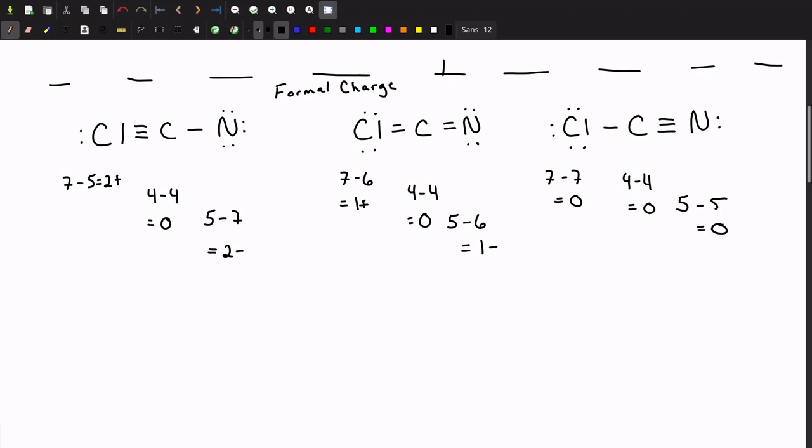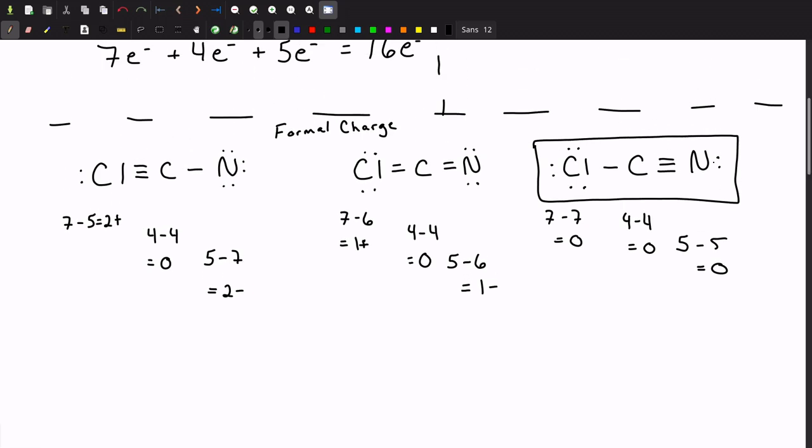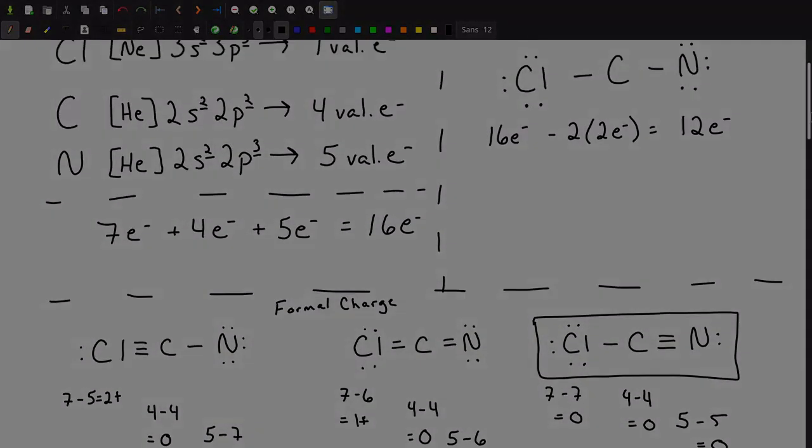We want the structure that's going to limit the formal charge as much as possible. So this is going to be our guy. And that is the Lewis dot structure we would expect for this compound.